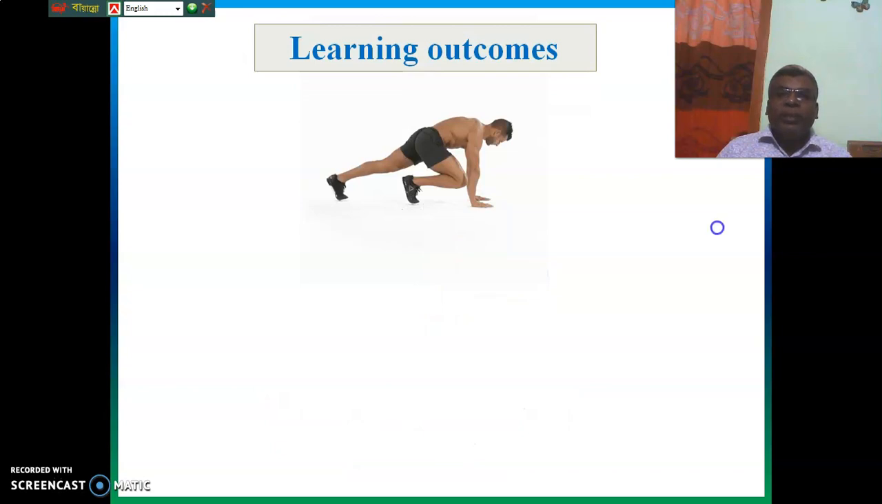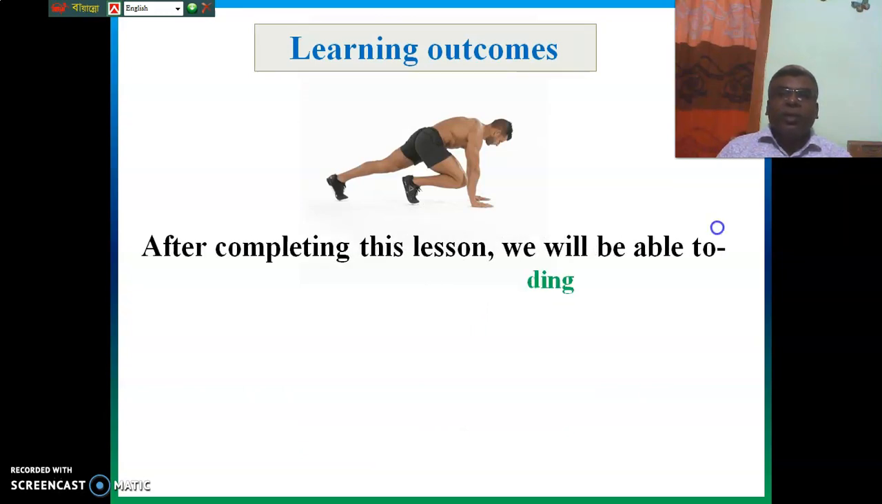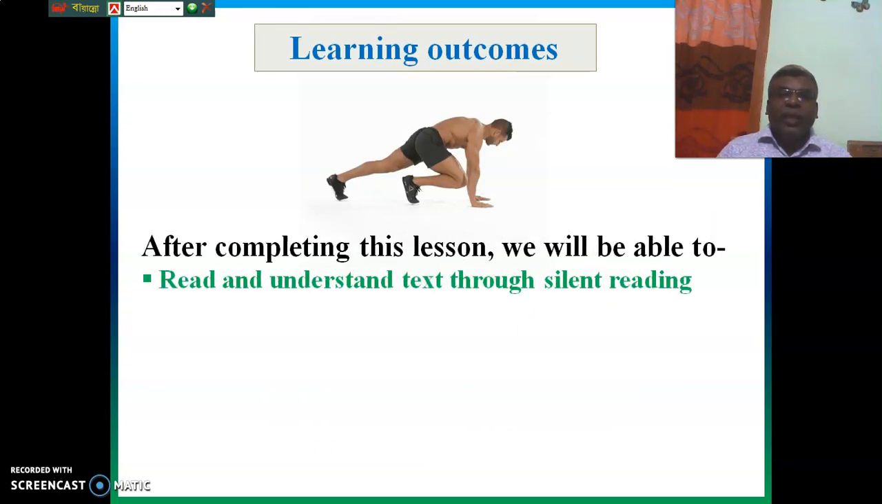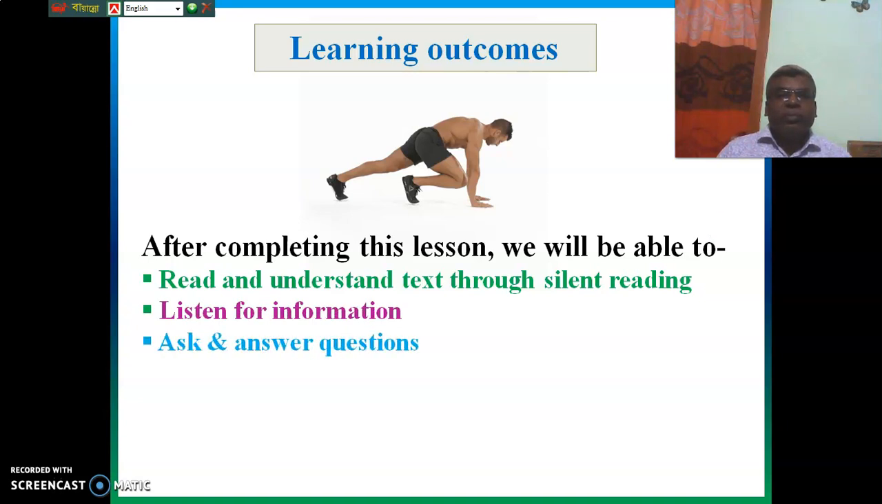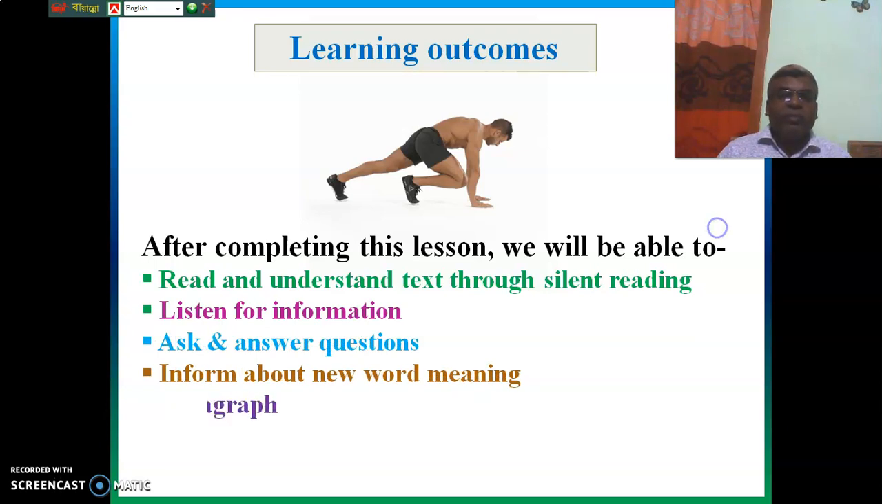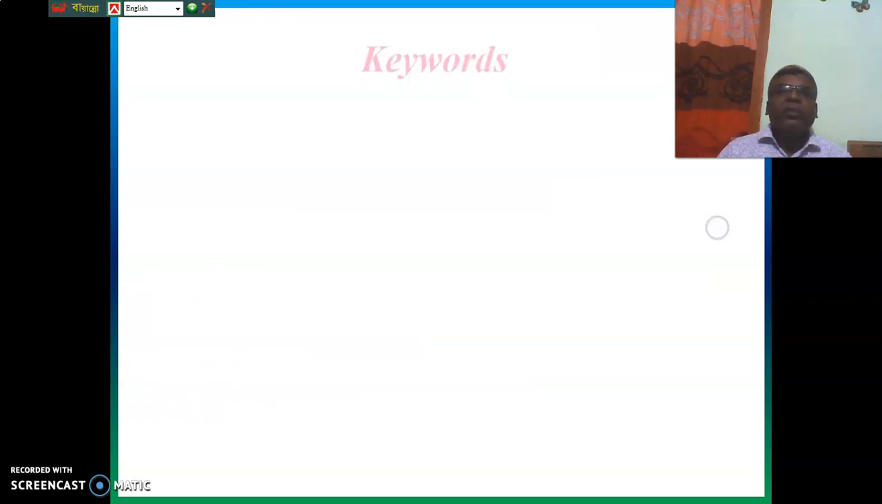After completing this lesson, you will be able to read and understand text silently, listen for information, ask and answer questions, inform about new word meaning, write a paragraph. Yes, students. Here are some keywords for you. We should know the synonym of this word.